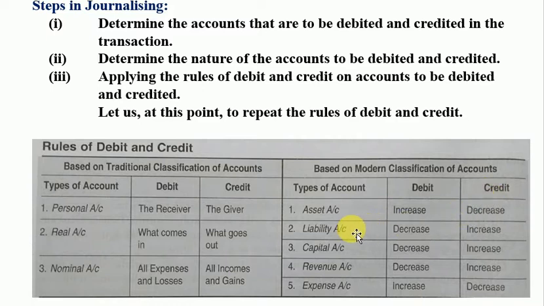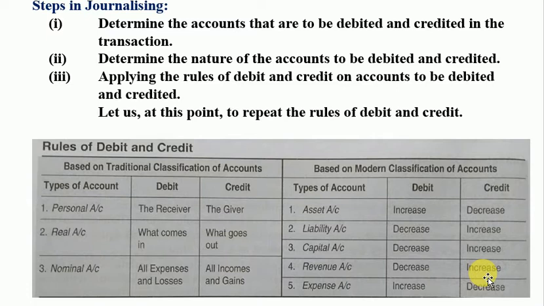Now comes towards the liability. Whenever liability increases, it will be recorded in a credit side, and if it decreases, it will be recorded in a debit side. Clear? Now comes towards the capital. Whenever capital increases, it will be recorded in a credit side, and if it decreases, it will be recorded in a debit side.